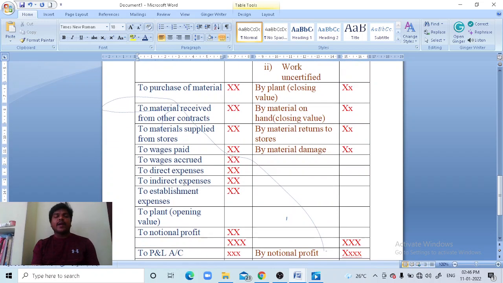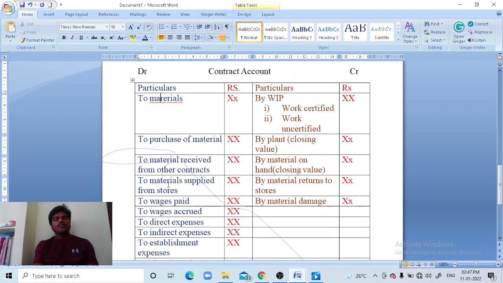And wages paid and outstanding wages accrued: whatever amount of wages is paid during the period for the particular contract work is to be added into the debit side, as well as direct and indirect expenses, and establishment expenses. So finally, all the expenses related to that particular contract work are entered into the debit side.